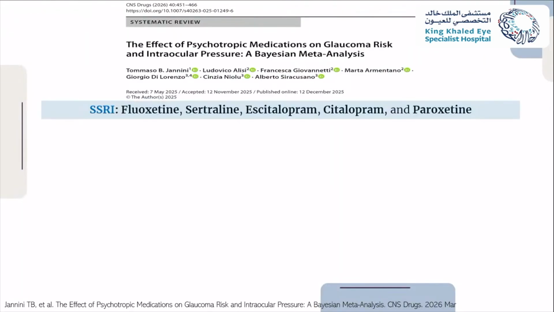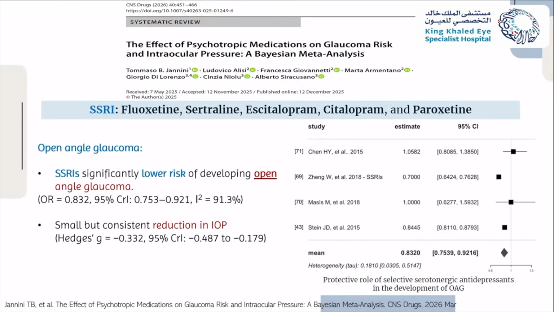This is a meta-analysis of the effect of psychotropic medications on glaucoma risk and intraocular pressure. We'll start with the first class of medications, selective serotonin reuptake inhibitors. They include fluoxetine, sertraline, citalopram, and paroxetine. These medications lower the risk of open-angle glaucoma and reduce the IOP, but it is a small reduction, and it's consistent. So we can say that there is a protective role of using SSRIs.